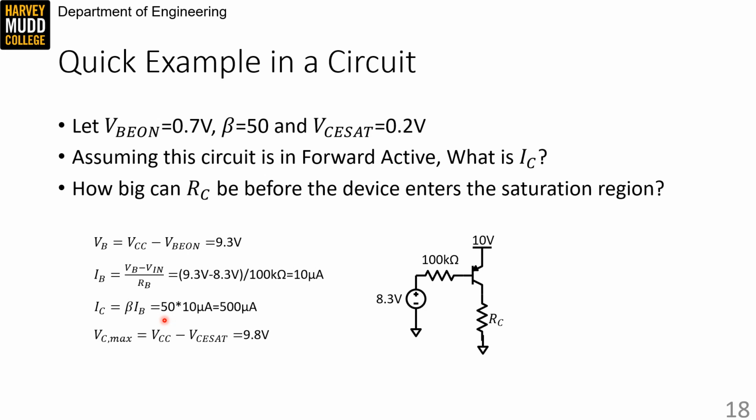The maximum collector voltage we can have before the transistor becomes saturated is 9.8 volts. Because if the collector climbs above that, then we won't have VCE sat between the collector and the emitter. And we know the collector voltage is just IC times RC, so we can find the maximum RC as 19.6 kilo ohms.